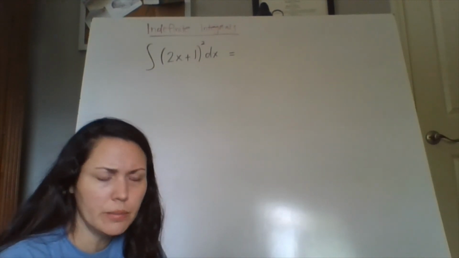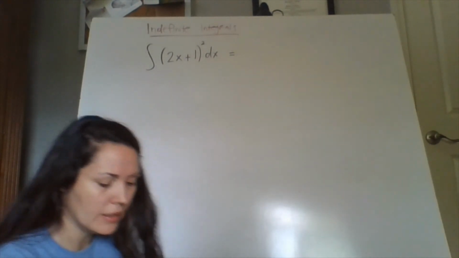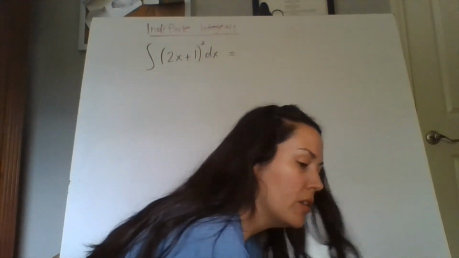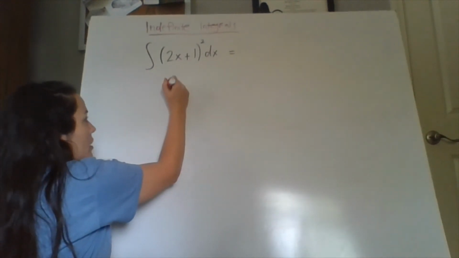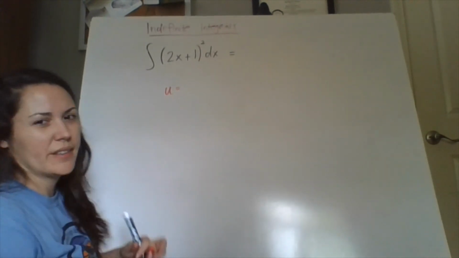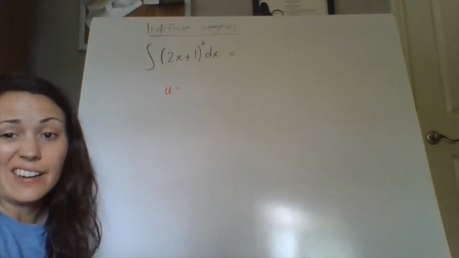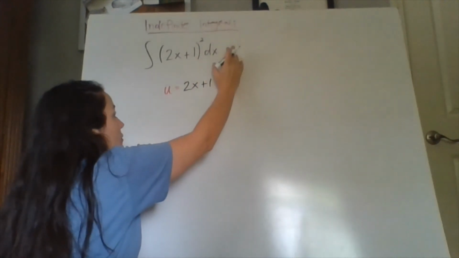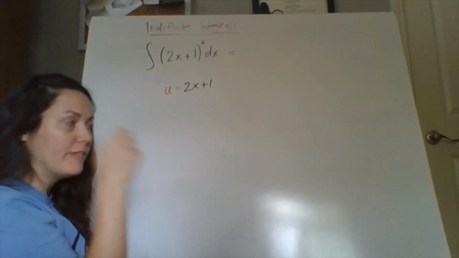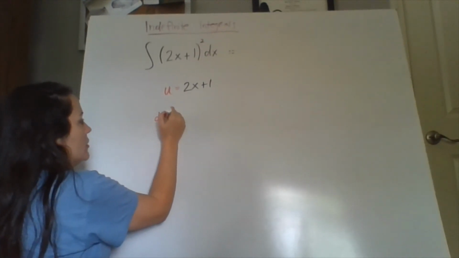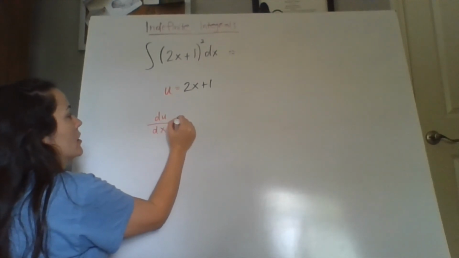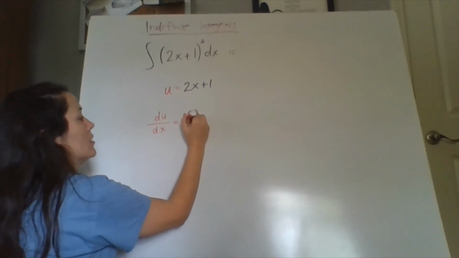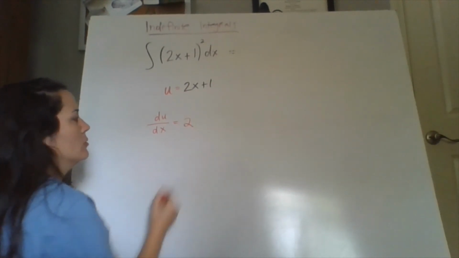And this might seem a little bit weird, but try to hang out with me for a second. So same problem, but now what I'm going to do is introduce the letter u. And this is the standard way of doing this. Why do we pick the letter u? I don't know. So u is 2x plus 1. And so if I wanted to take the derivative of u with respect to x, I would get the derivative of each of these terms is 2.